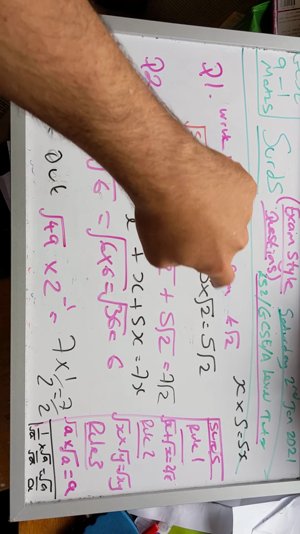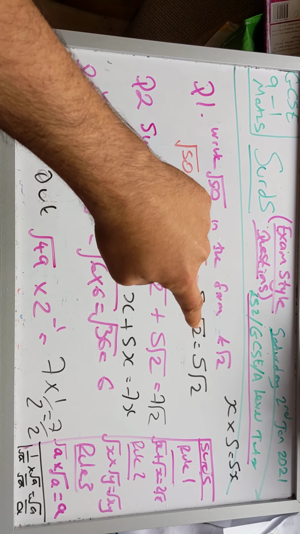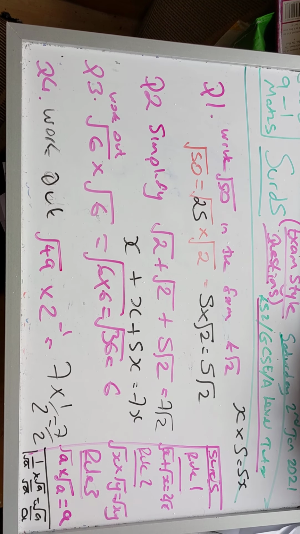And in Surds, it's written similar to algebra. So x times 5 is equal to 5x, and 5 times root 2 is just 5 lots of root 2.